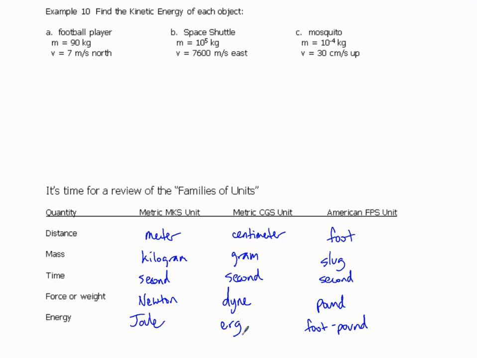Then there's the American FPS system, foot, pound, second, and this is one that we don't really work with much in this class. Distance is a foot, mass is a slug, time in seconds. Force and weight are both measured in pounds. And lastly, energy in terms of foot-pounds. But in physics, this is the system that we tend to use.